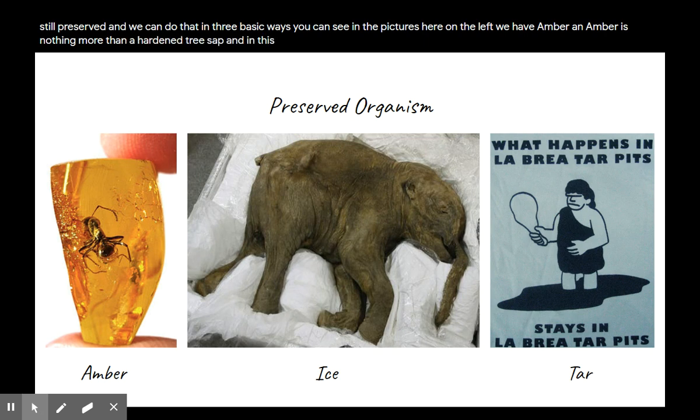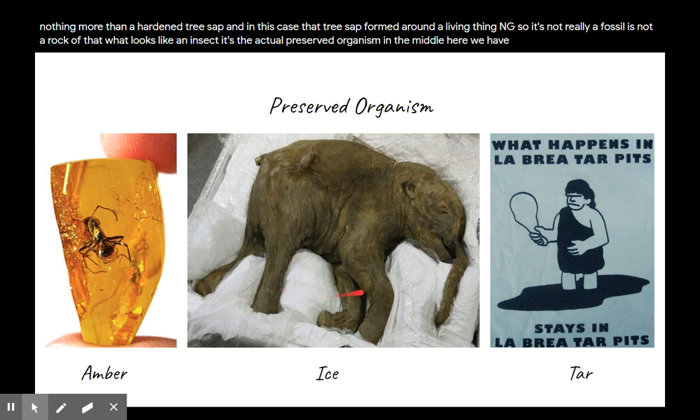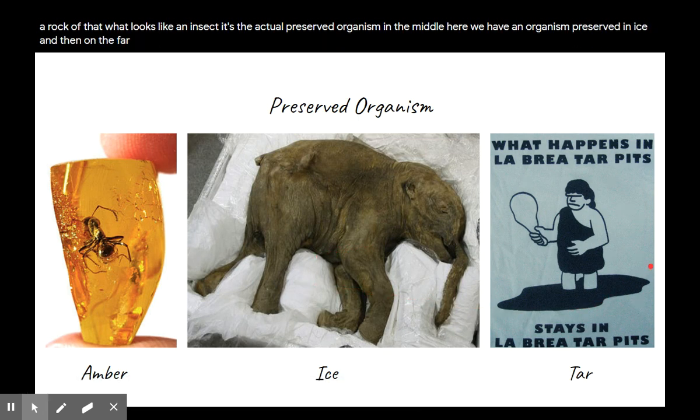And in this case, that tree sap formed around a living thing. So it's not really a fossil. It's not a rock of what looks like an insect. It's the actual preserved organism. In the middle here, we have an organism preserved in ice. And then on the far right, the idea that there are on Earth places where there are natural forming tar pits, and living things that died in those tar pits can be preserved as well.